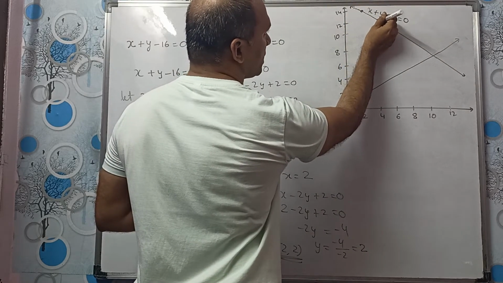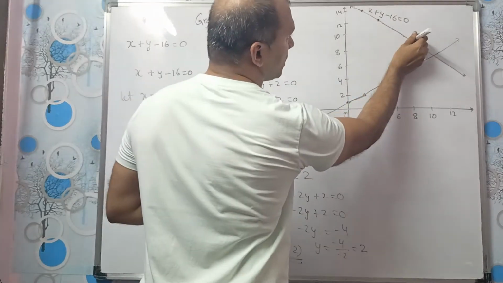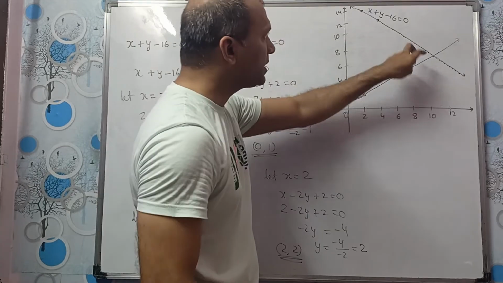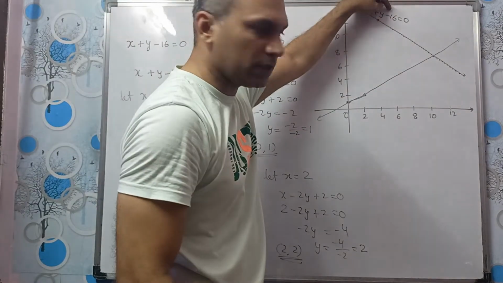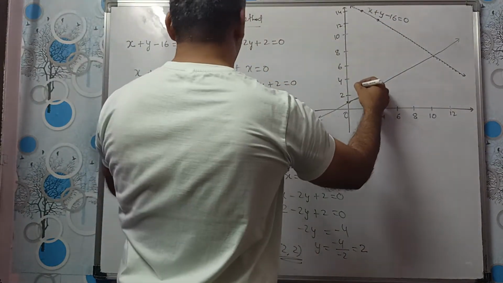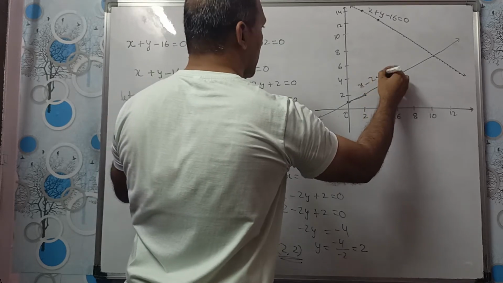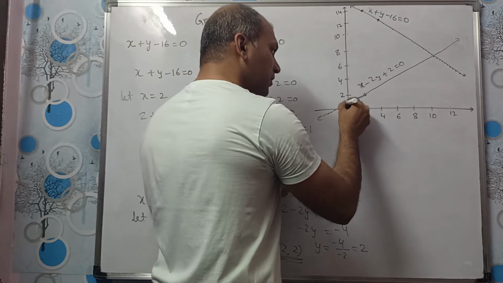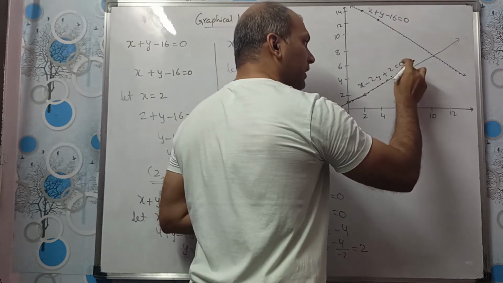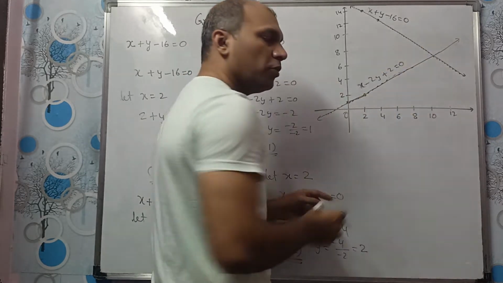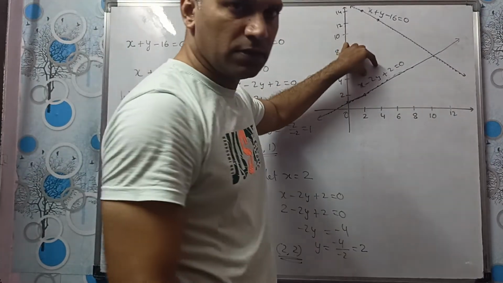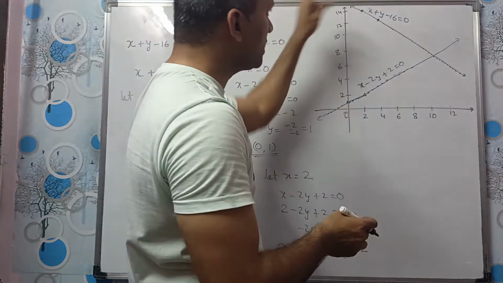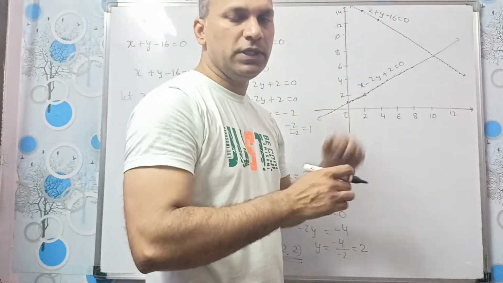Infinite points will lie on this equation, right? Infinite points will lie on this straight line. So all those infinite points are solutions of this first equation. Similarly, what is the equation here? x minus 2y plus 2 equal to 0. On this line also we will have infinite points lying, right? So all those points will be the solutions of this second equation. But we need a solution which satisfies both the lines, both the equations.